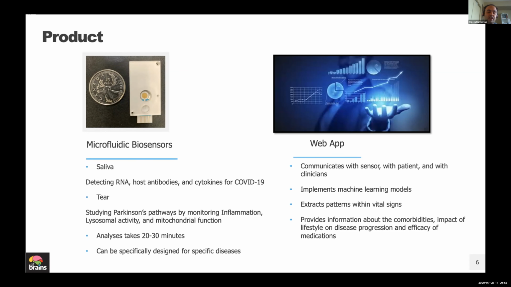We have developed a tear sensor so far for Parkinson-specific biomarkers and a saliva sensor for COVID-19 specific elements like antibody, virus RNA, and cytokines. The measurement technology is very quick, taking just about 20 minutes. It can be specifically designed for other diseases. The measurement technology has been clinically validated for concussion disease and also has the Health Canada approval for COVID-19.